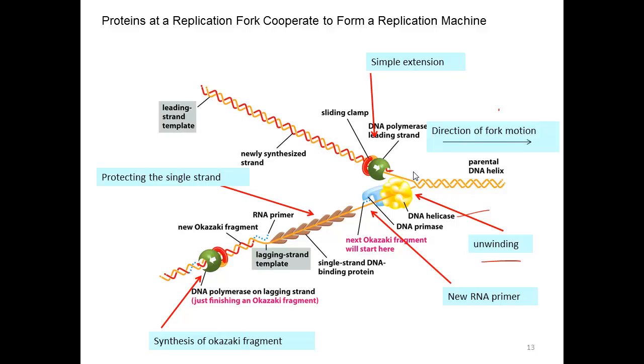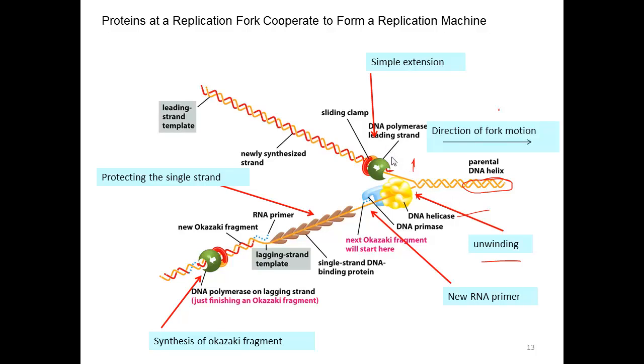If you would just pull these apart without unwinding, this part of the DNA would get wound up even tighter, and eventually you would have a situation which could not continue. We'll see on the next slide how DNA helicase goes about unwinding this strand.